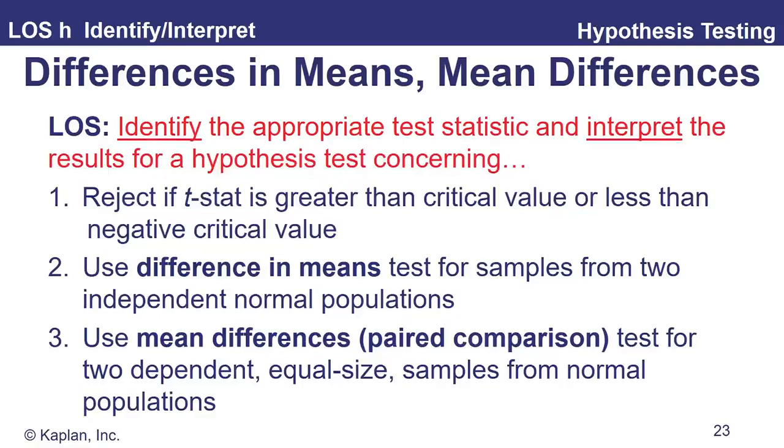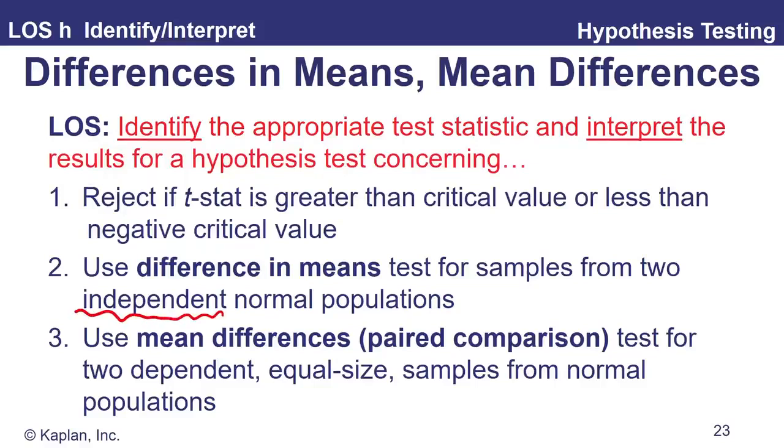But we've got two tests here. First, difference in means, and secondly, mean differences. Let's have a look at difference in means first of all. So it's a test for samples from two independent populations.